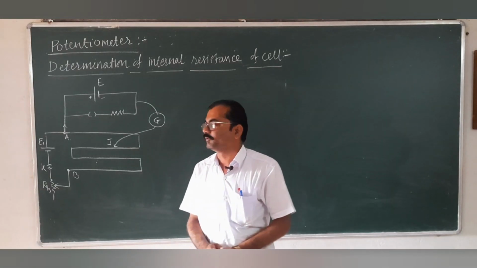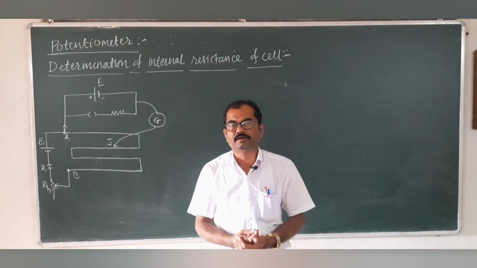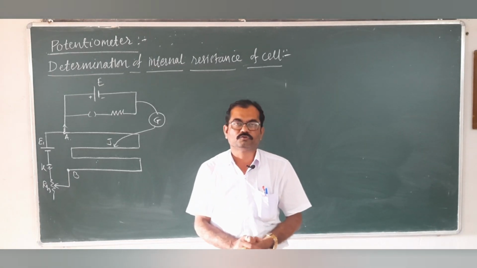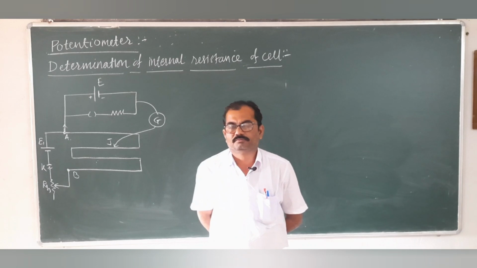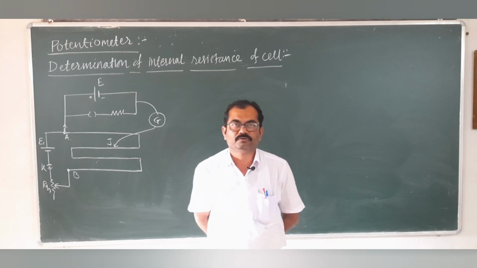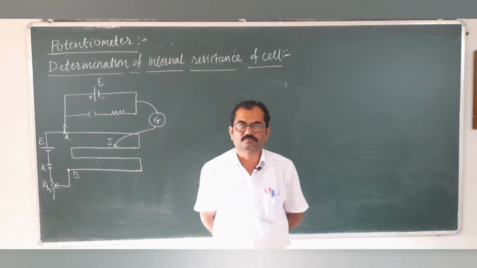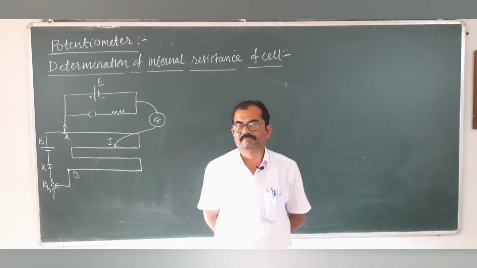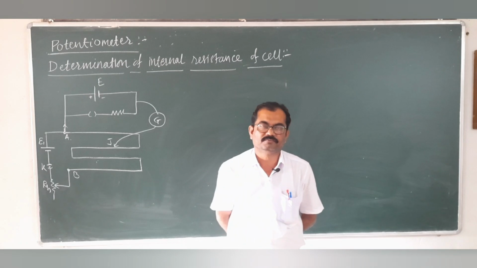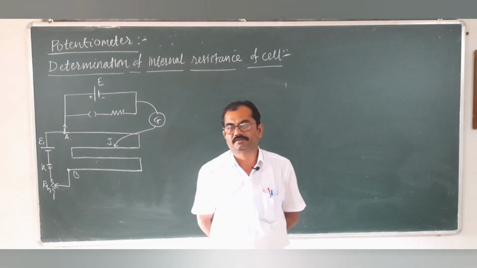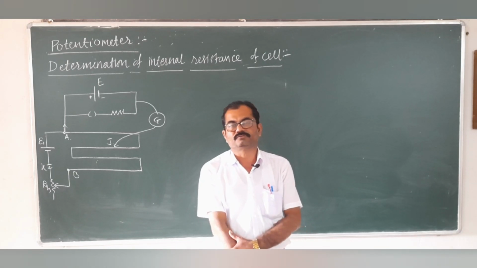Now the next use of potentiometer: to determine the internal resistance of the cell. You know already across the potentiometer wire, the potential gets dropped uniformly and it does not draw current from any circuit. So you know already the difference between the EMF and the potential difference. EMF of the cell means the energy supplied by the cell to circulate the charge through the circuit, that is called EMF.